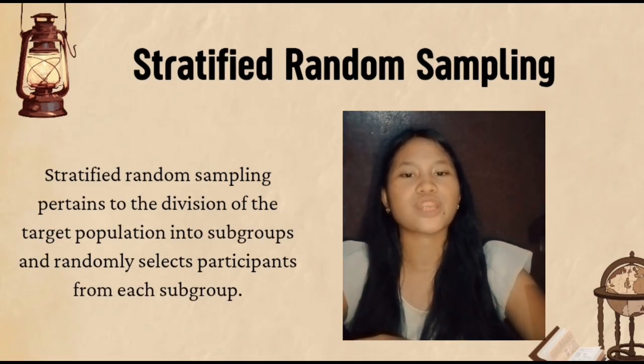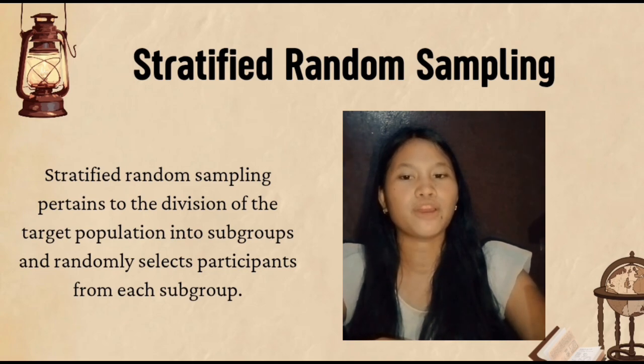Lastly, we have stratified random sampling. In this method, the population is divided into smaller groups called subgroups or strata, like by gender, age, or grade level. Then, the researcher randomly chooses participants from each subgroup. For example, if there are boys and girls, the researcher might randomly select 5 boys and 5 girls. Both groups are fairly represented. The importance of stratified random sampling is that it ensures every subgroup in the population is represented fairly. This makes the results more accurate and balanced.